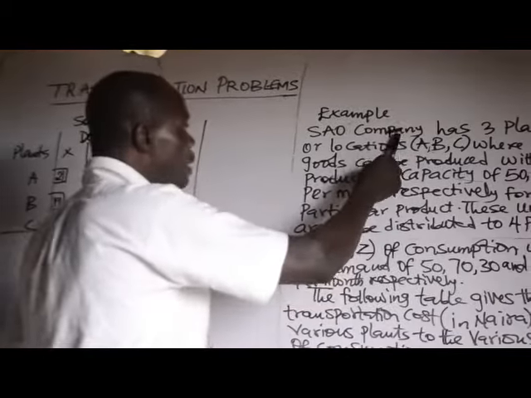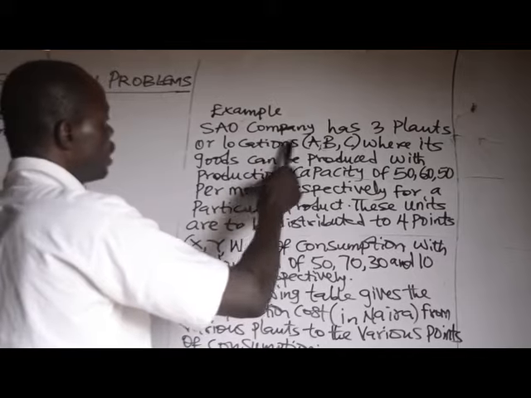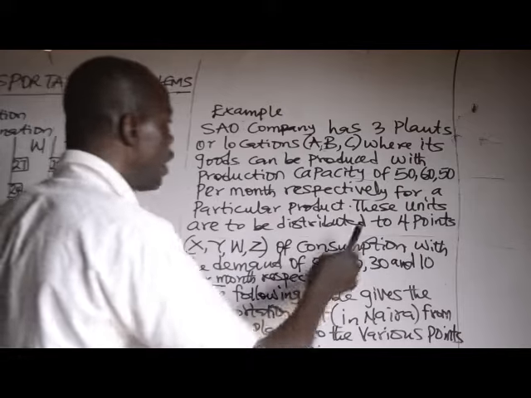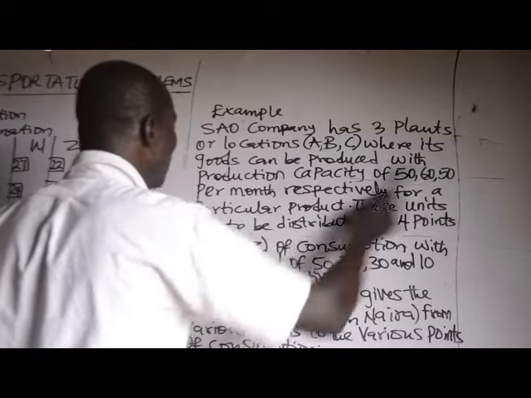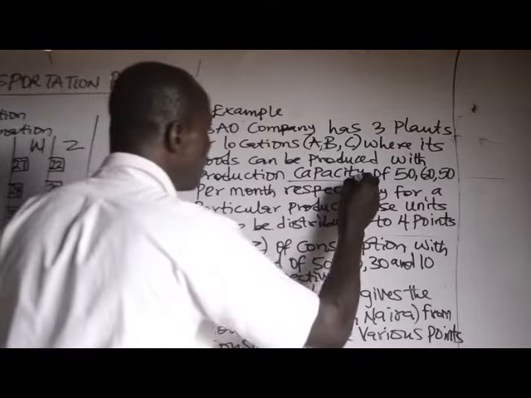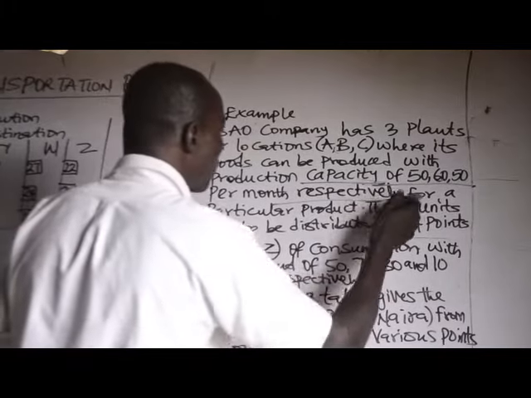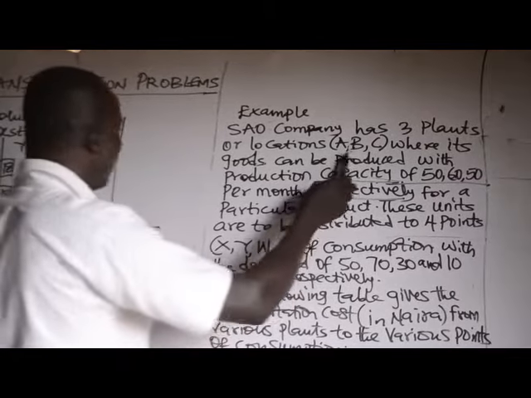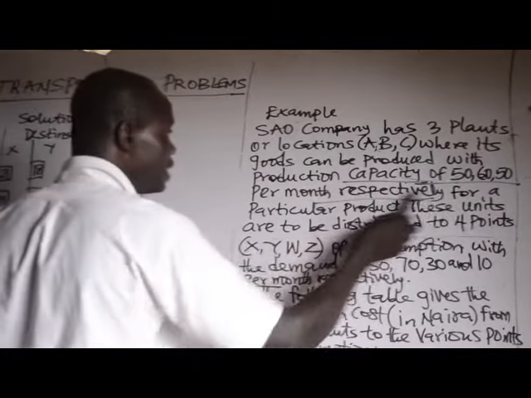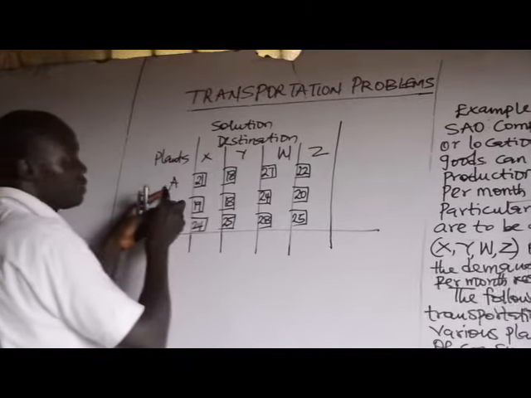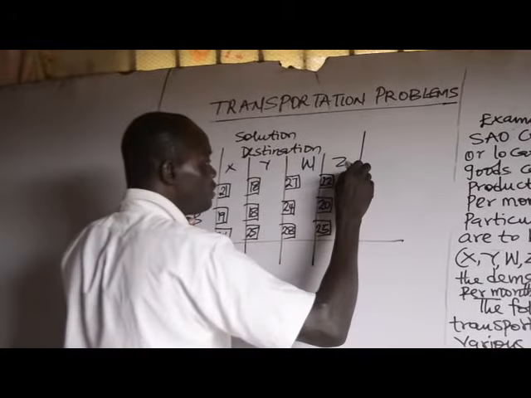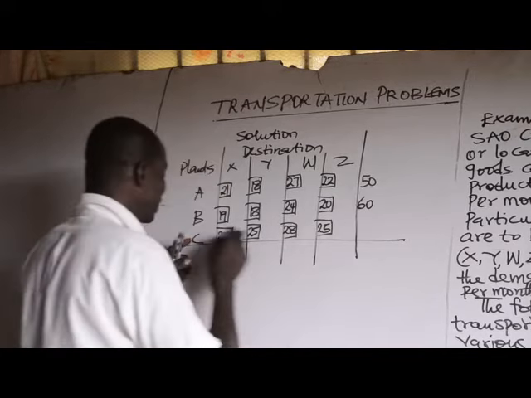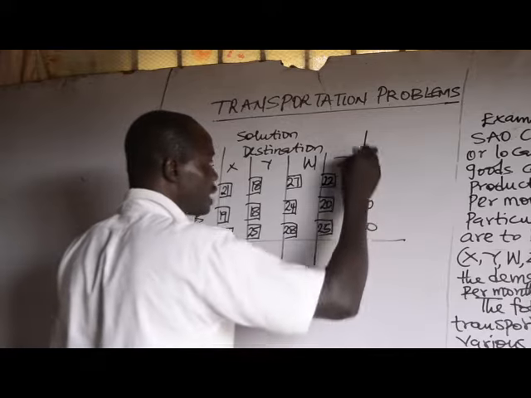Now, you were told SO company has 3 plants or locations A, B, C where its goods can be produced with production capacity of 50, 60, 50 per month respectively. Capacity is talking about the supply per month. So for A, B, C, capacity A is 50, capacity B is 60, and for C we have 50 as well. That is supply.